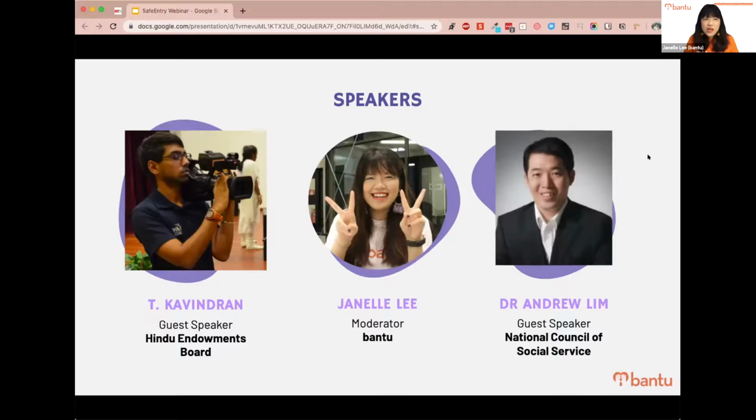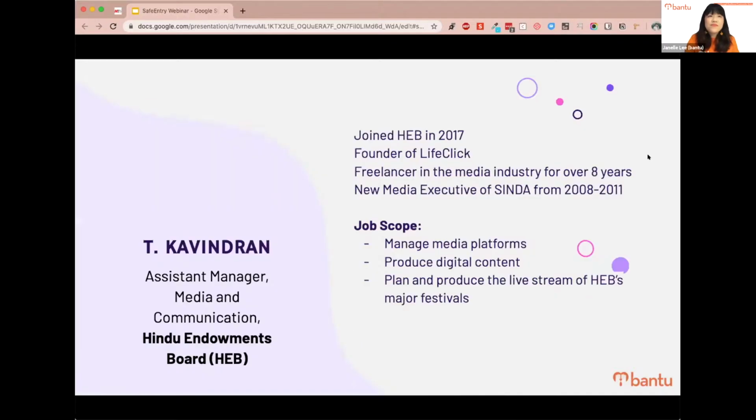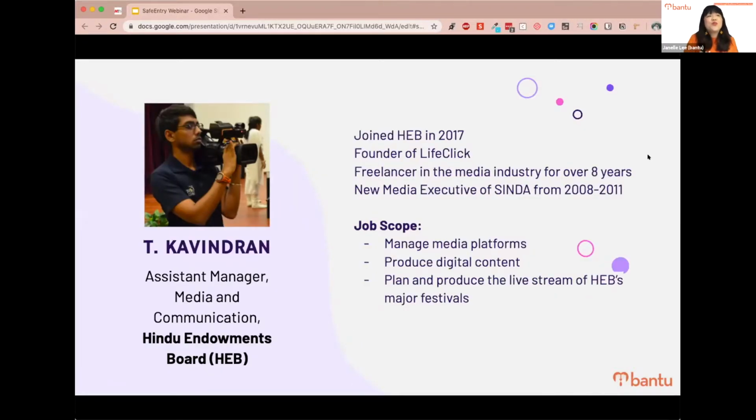So today with us, we have Kavi from Hindu Endowments Board, and we have Dr. Andrew Lim from the National Council of Social Service with us here today. Let me just briefly introduce Kavi. Kavi is actually quite a close partner with Bantu. He's one of the users at Bantu, using Bantu Workspace, which is the product that we have. And he joined HEB in 2017. He founded a media company.